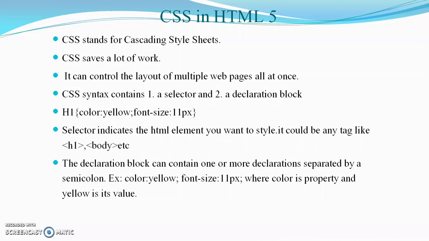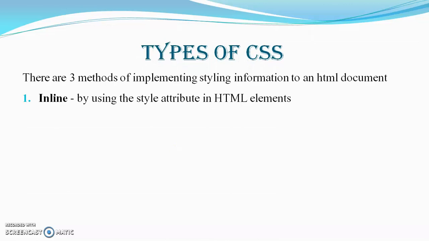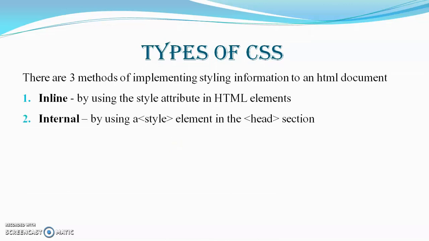For example, color, font size. Color colon yellow displays yellow color, font size 11 px, where color is the property and yellow is the value. So after that, types of CSS. There are three types of cascading style sheets, that is inline, second one is internal, and third one is external.